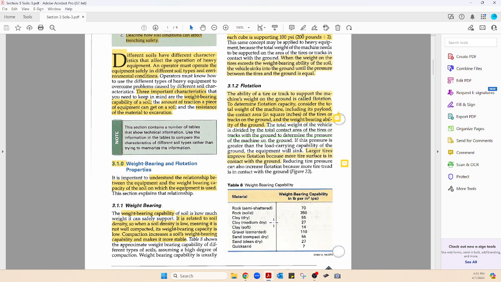So this is just a chart talking about this material, and this is the weight bearing capability. I have a problem for that here in just a minute when we get into rolling resistance and flotation. Let's get through those.